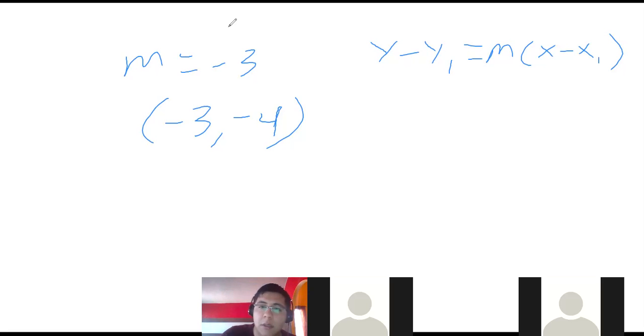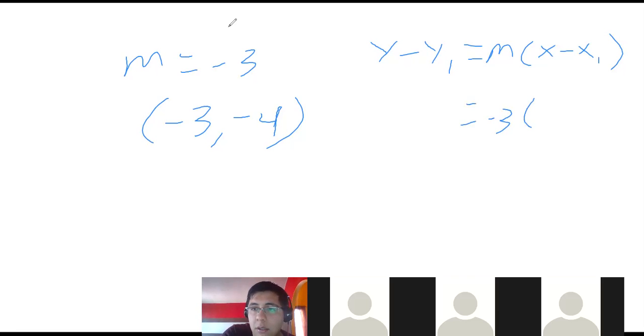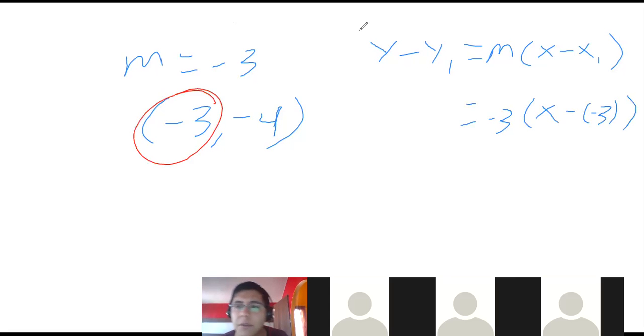Wouldn't your m be -3? Right, so that's a good start. It should actually be x minus -3. Why -3 again? Because our x value is this right here, -3.